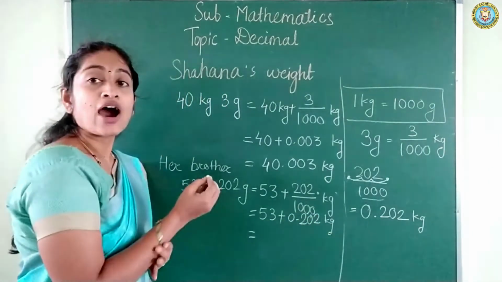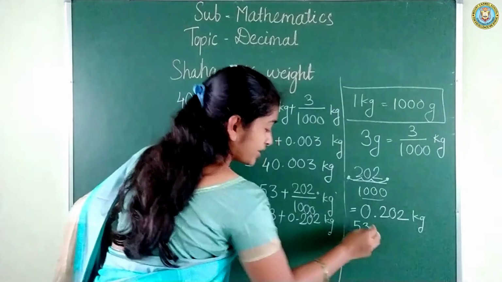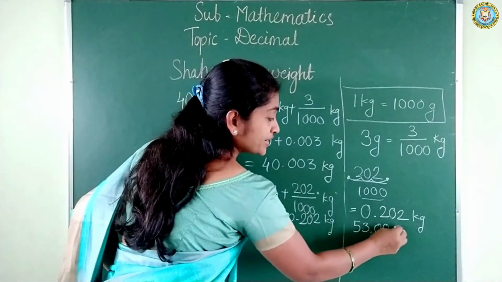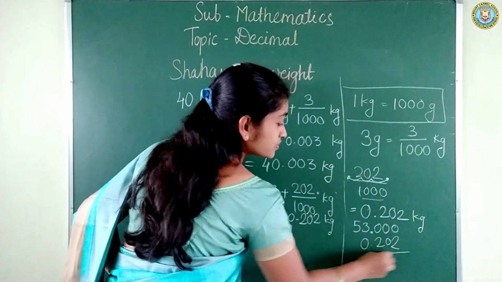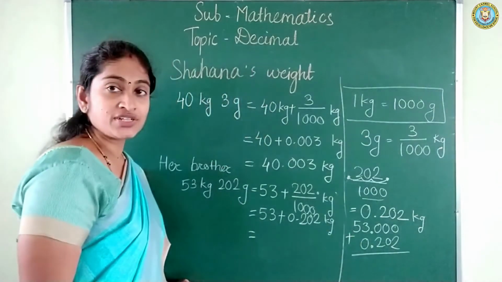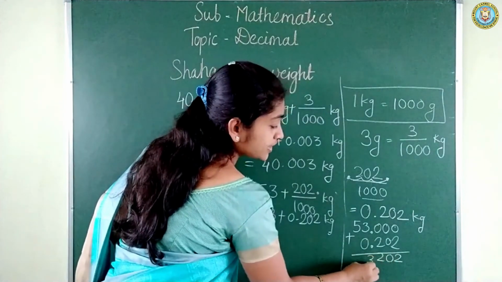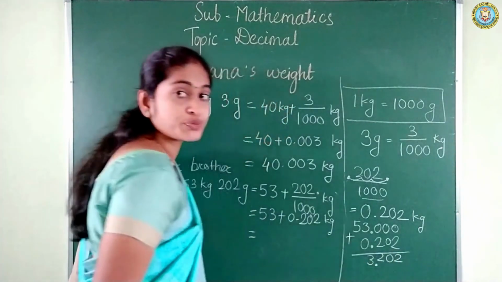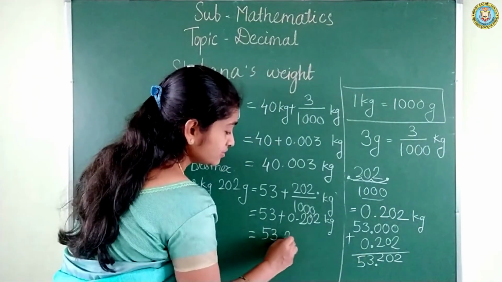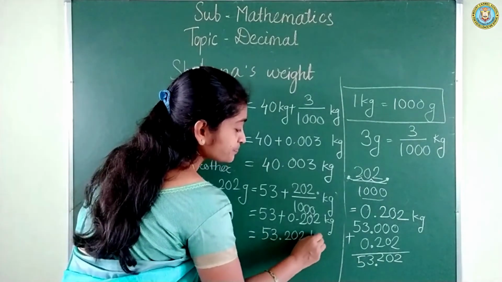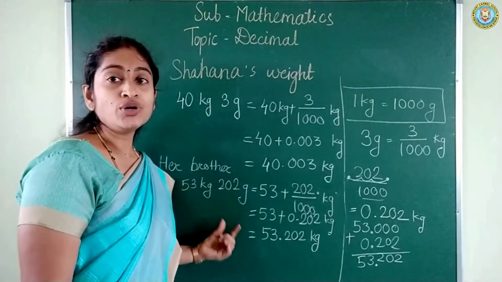After adding, how much value do we get? Yes, 53 point. Nothing is there means we can put the point and zeros. Yes, and 0.202. Here, by doing addition, what do we get? Let us see. 2, 0, 2, 3 and below the decimal should be there and 5. So here we get the answer 53.202 kg. Yes, we have converted both the weights into decimal.